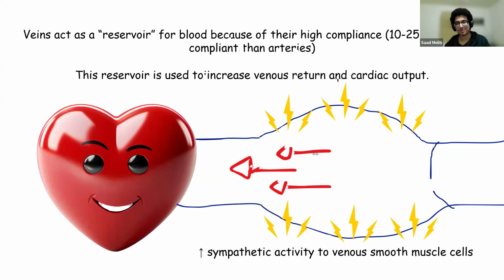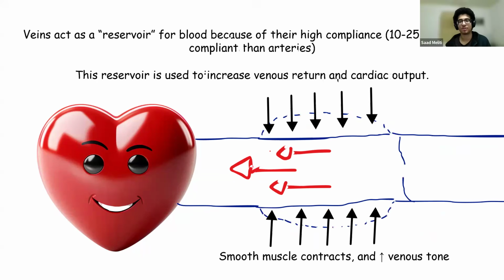Okay, yeah. I'm assuming you said alpha 1. We increase sympathetic activity through alpha 1 receptors to increase the venous tone. When we increase venous tone, what happens? Look at this. It went from being big like this, holding a bunch of blood, to constricted. Now it's constricted. The compliance has officially decreased.